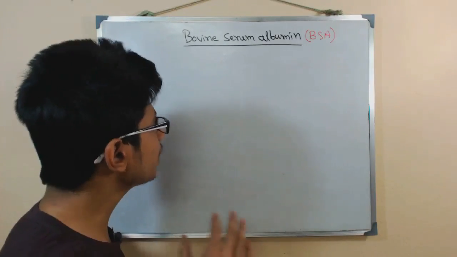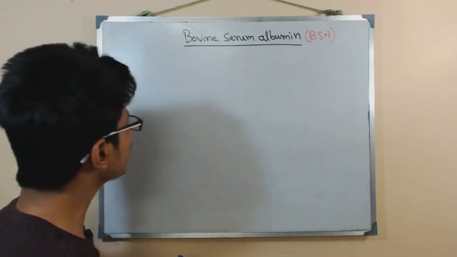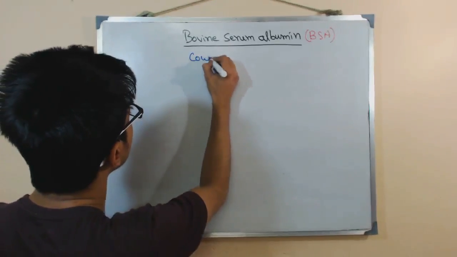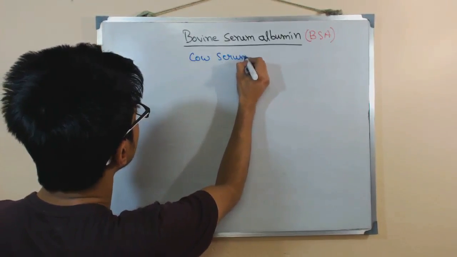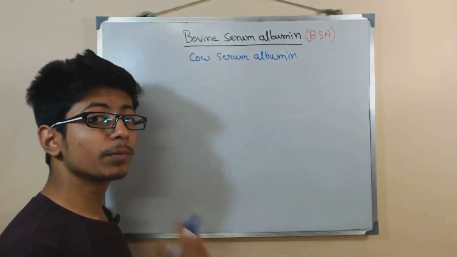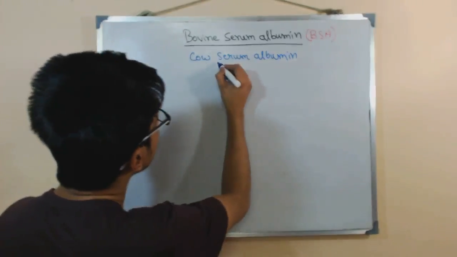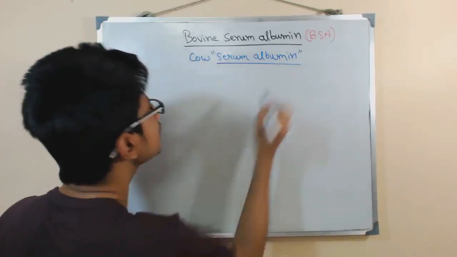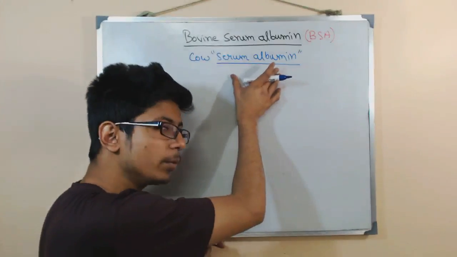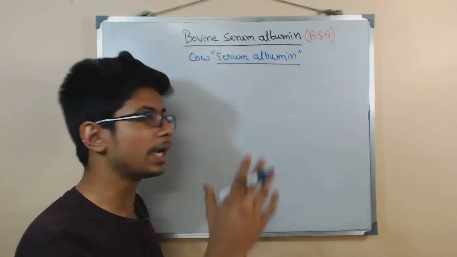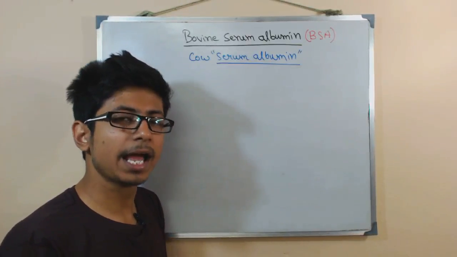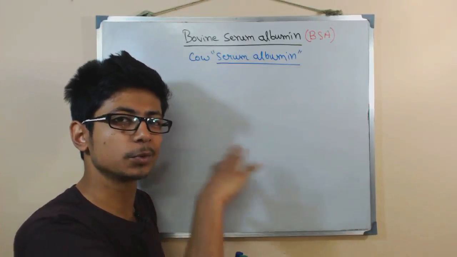So BSA, or bovine serum albumin, as the name suggests, bovine means cow. So it's a serum albumin from cow, and that serum albumin has the function of serum albumin inside the cow. But that's not what we are talking about here, because if you want to know what the function of serum albumin is, you go back to my video about the serum albumin.